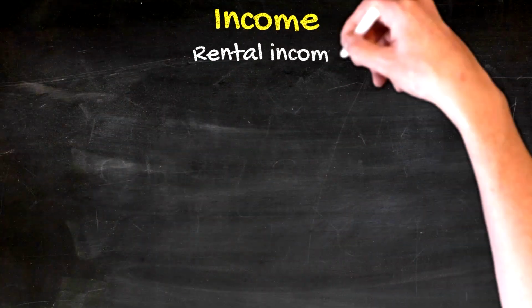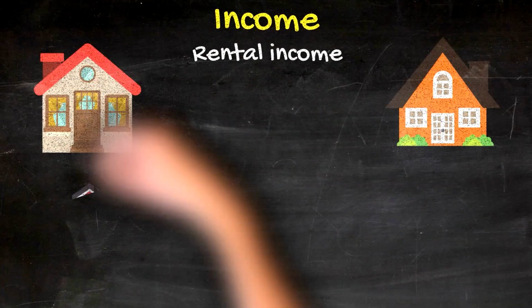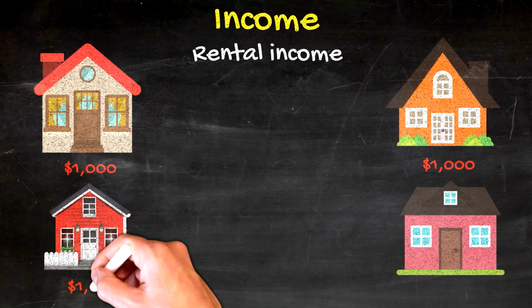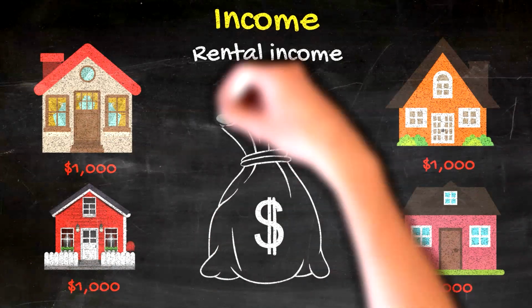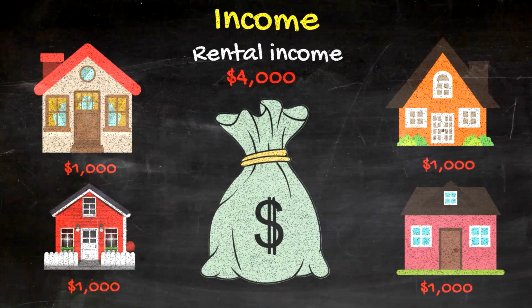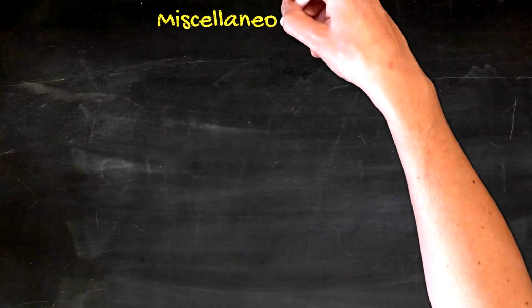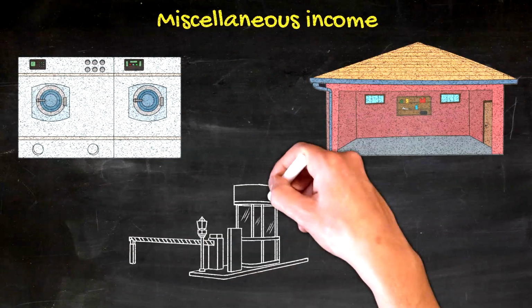Rental income is usually black and white. If you have 4 apartments and each one rents for $1,000 per month, then your rental monthly income is $4,000. Easy. You might also have some miscellaneous income like laundry, storage, or maybe parking.